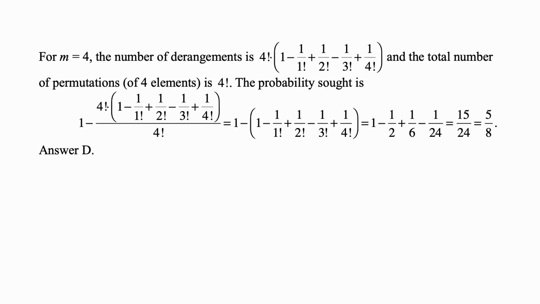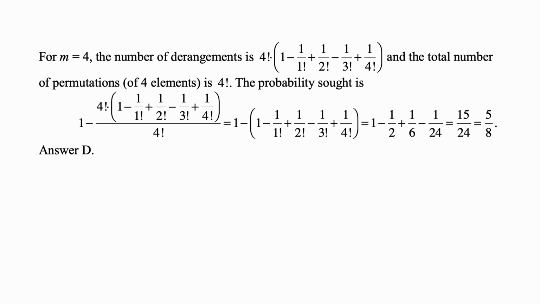For m equal to 4, the number of derangements is therefore 4 factorial times 1 minus 1 over 1 factorial plus 1 over 2 factorial minus 1 over 3 factorial plus 1 over 4 factorial, and the total number of permutations of 4 elements is 4 factorial. The probability sought is 1 minus the ratio of those two, so the number of derangements divided by the total number of permutations, because what's subtracted is the probability that we have derangements, and what we're looking for is all rearrangements which are not derangements.